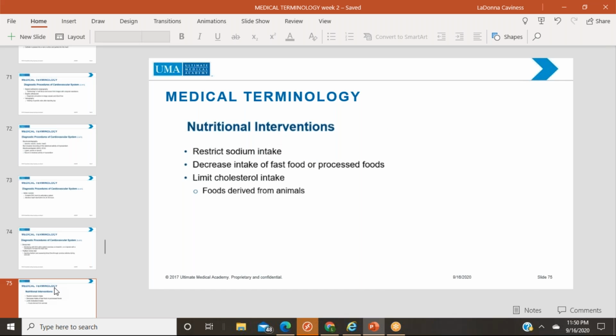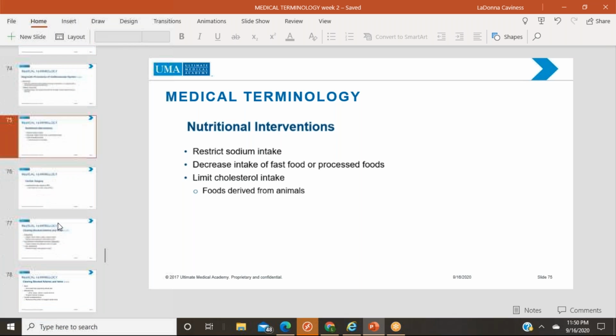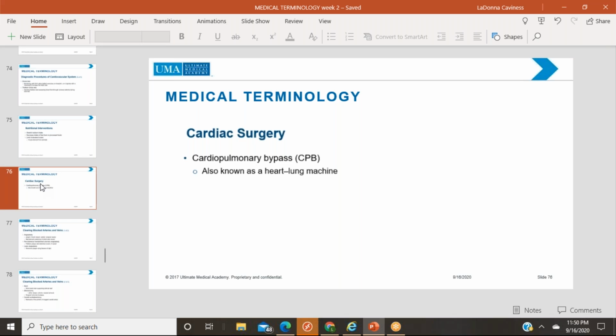Nutritional interventions: restrict sodium intake, decrease intake of fast foods or processed foods, and limit cholesterol intake, foods derived from animals. Cardiac surgery, cardiopulmonary bypass, CPB. It's also known as a heart-lung machine.